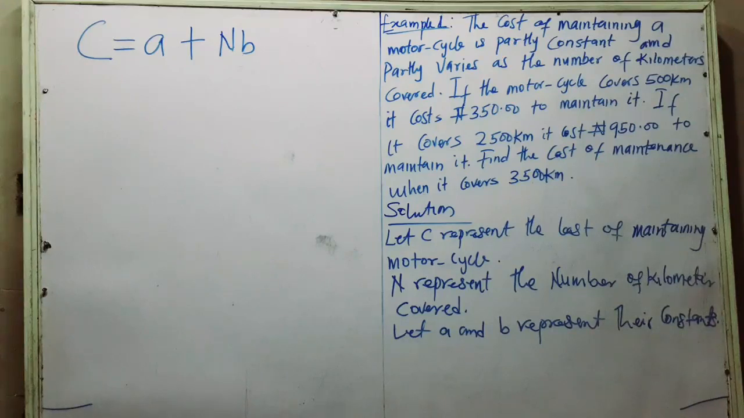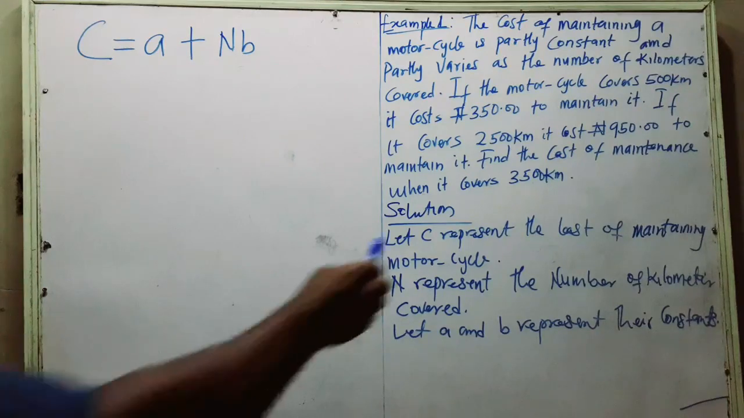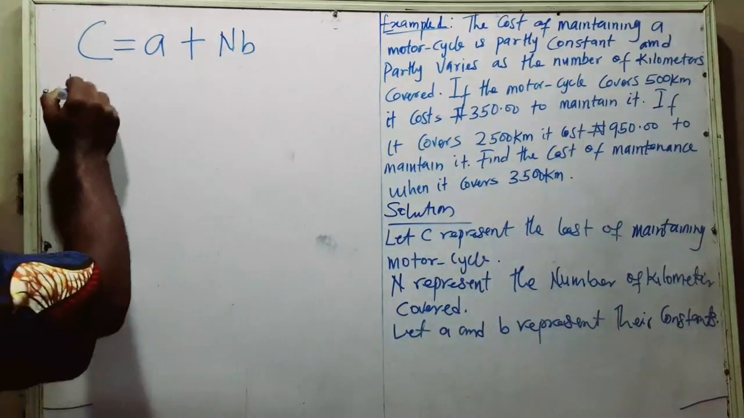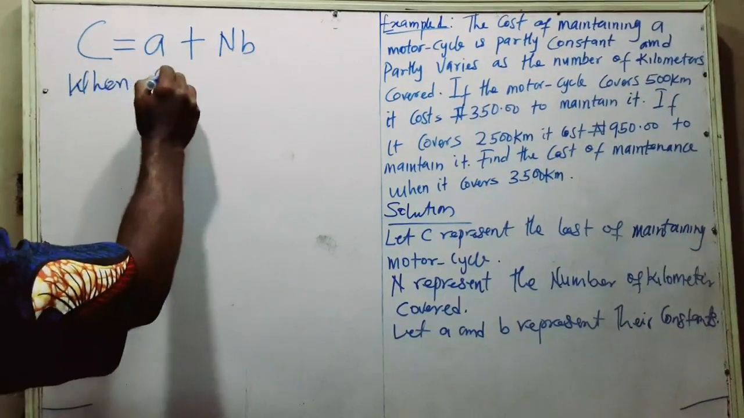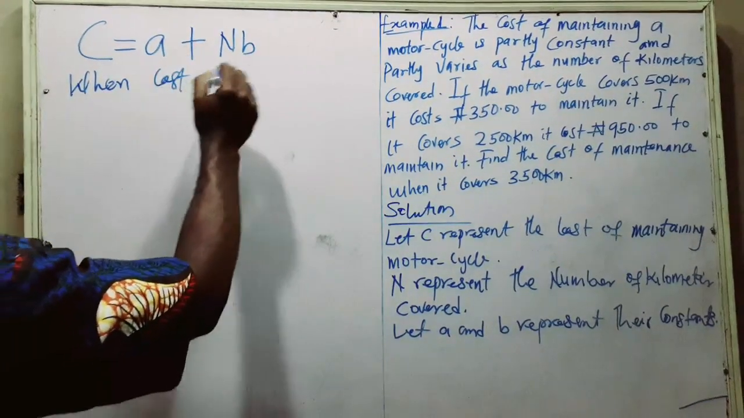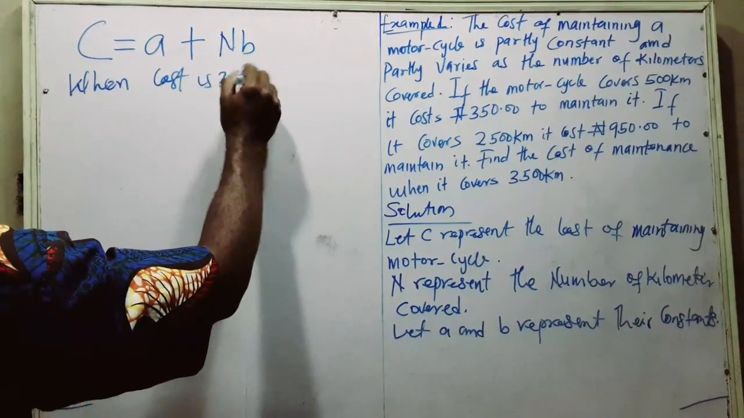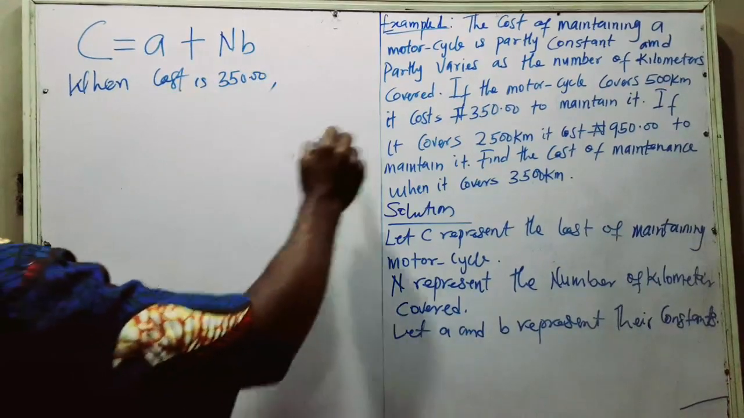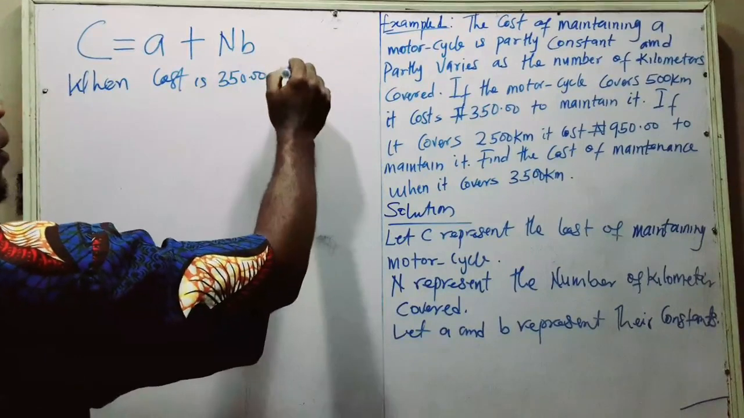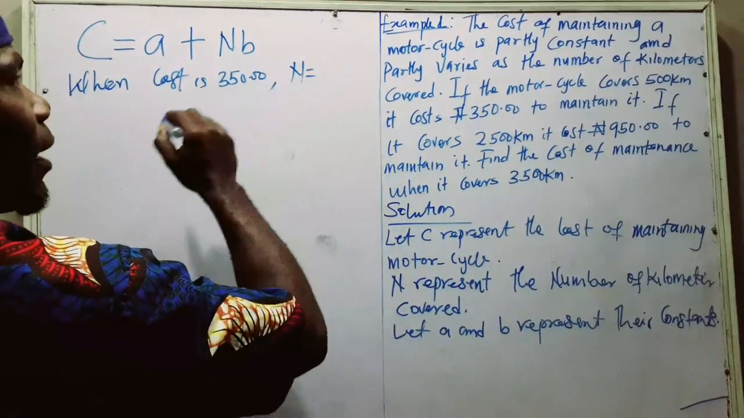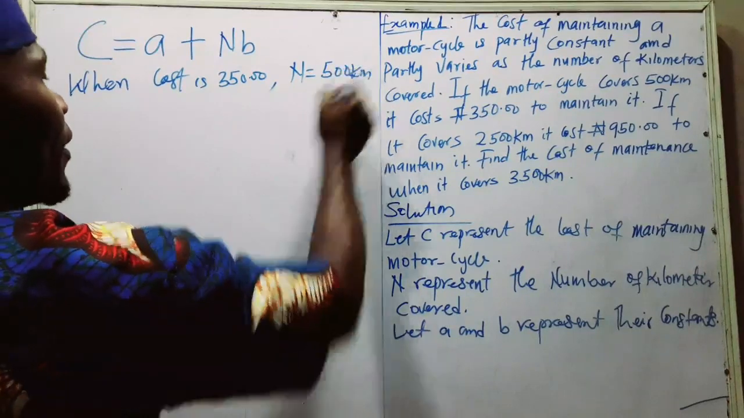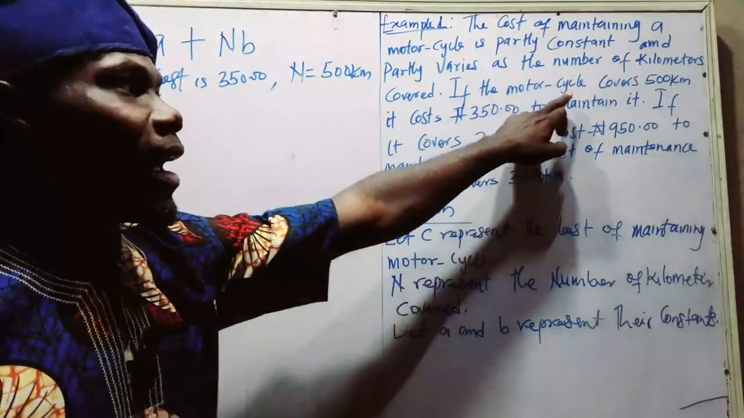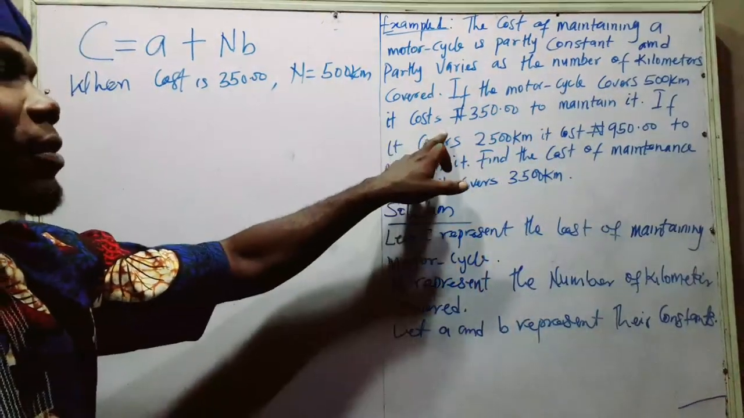Now we want to represent it one by one. It said if the motorcycle covered 500 kilometers, it costs 350. So when the cost is 350, the number of kilometers covered is 500 kilometers.